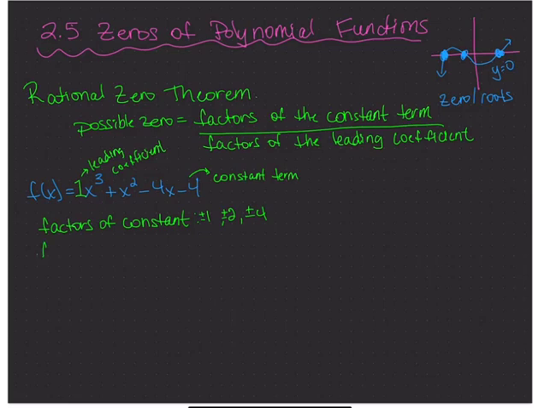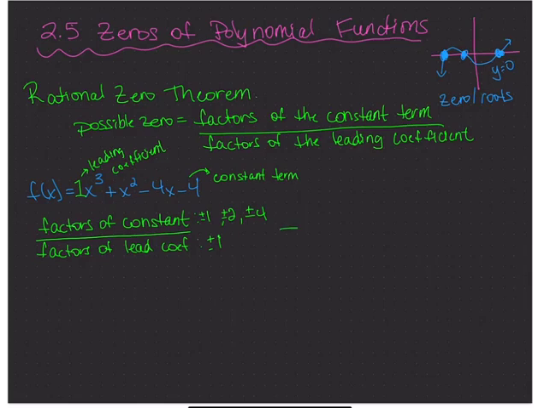Now you need to figure out the factors of your leading coefficient. Our leading coefficient was 1. So how can we get 1? We can do a positive 1 times a positive 1, or a negative 1 times a negative 1. And if you want, you can draw a line so that you know it's supposed to be like a fraction.